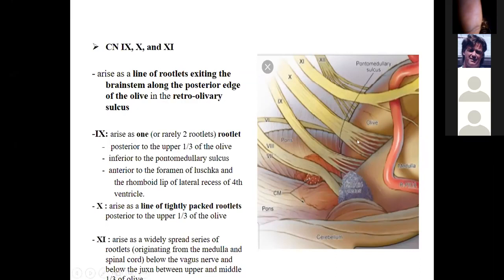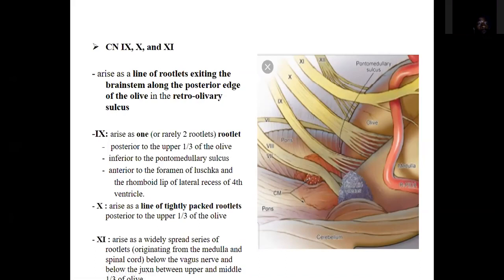The vagus nerve on the other hand arises as a line of tightly packed rootlets. Not well represented here, but practically it's a line of tightly packed rootlets posterior to the upper third of the olive, so approximately at the same position as the origin of the glossopharyngeal nerve. They arise as these tightly linked fibers just inferior to the glossopharyngeal nerve, in the superior part of the retroolivary sulcus.